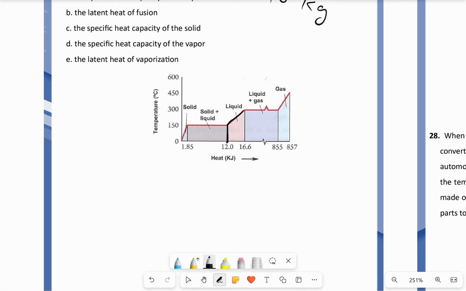From 12 kilojoule to 16.6 kilojoule. Now, if you make a straight line, you will see that T initial is going to be 150 and T final for the liquid is going to be 300. For heat, which is Q, I'm going to subtract 16.6 by 12. This is how much heat the liquid has.